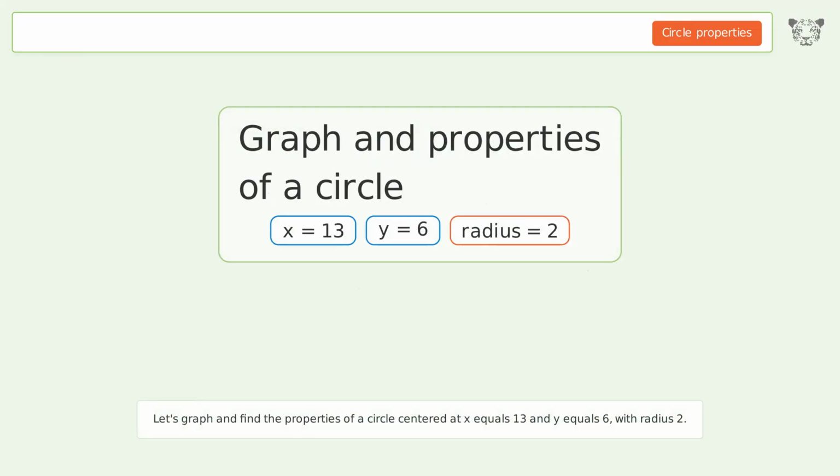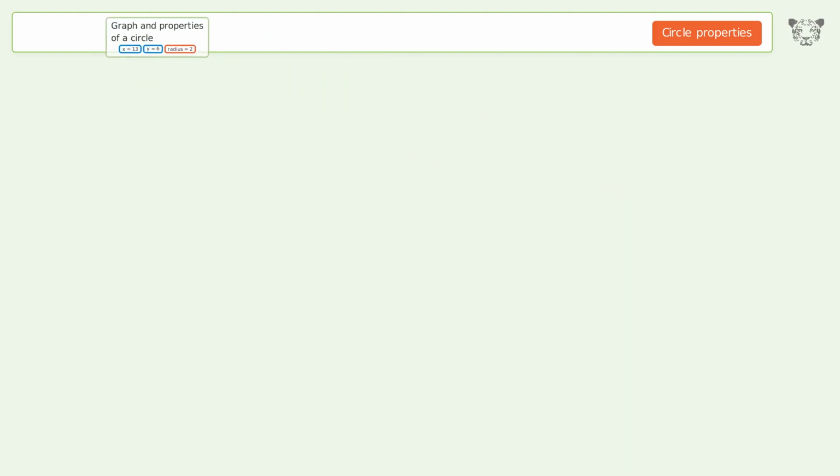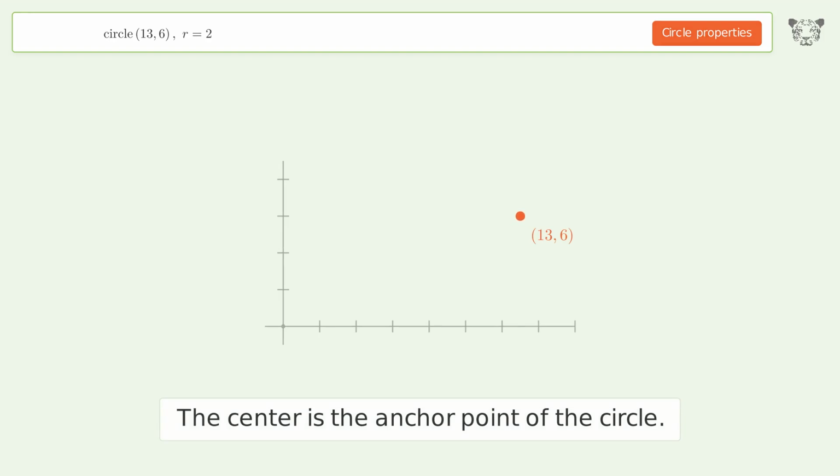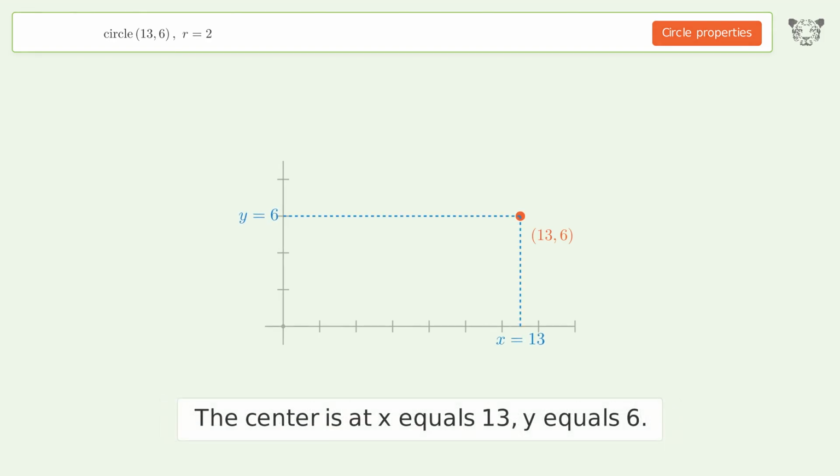Let's graph and find the properties of a circle centered at x equals 13 and y equals 6, with radius 2. The center is the anchor point of the circle. The center is at x equals 13, y equals 6.